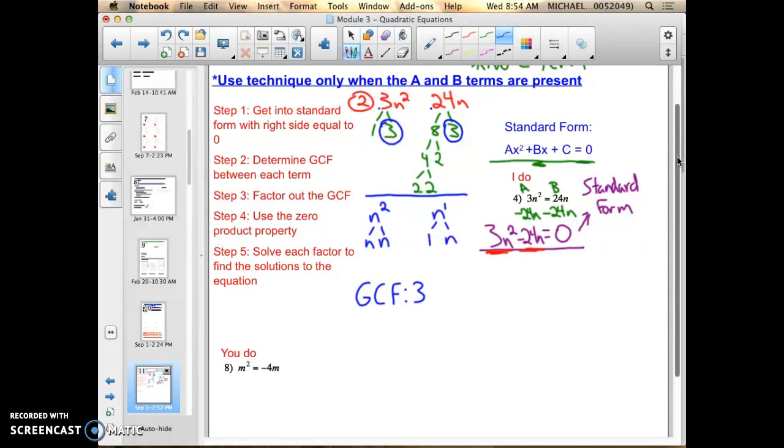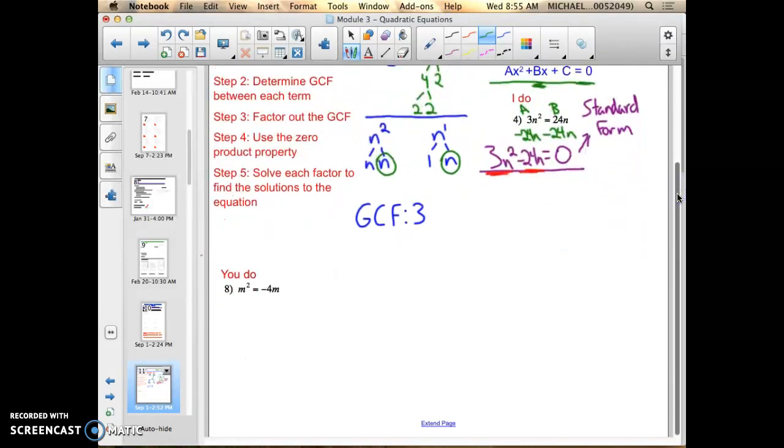So from here, I look for common factors, and if you notice that these 2 terms of the variables, n squared and n, only have 1 n in common. So that becomes the second piece of the GCF, all right? I found the GCF of the numbers, which was 3, and then I found the greatest common factor between the variables, which was n. So I am done with step 2. I have determined the greatest common factor between each term. I'm going to move on to step 3 now.